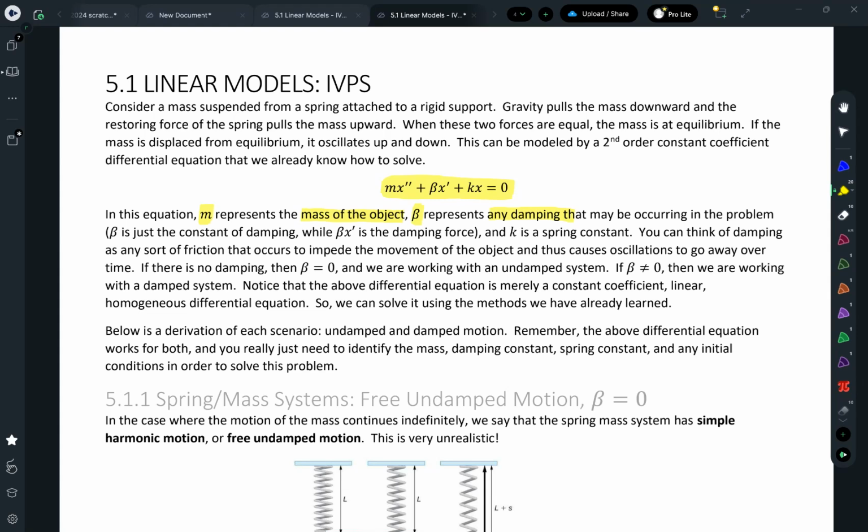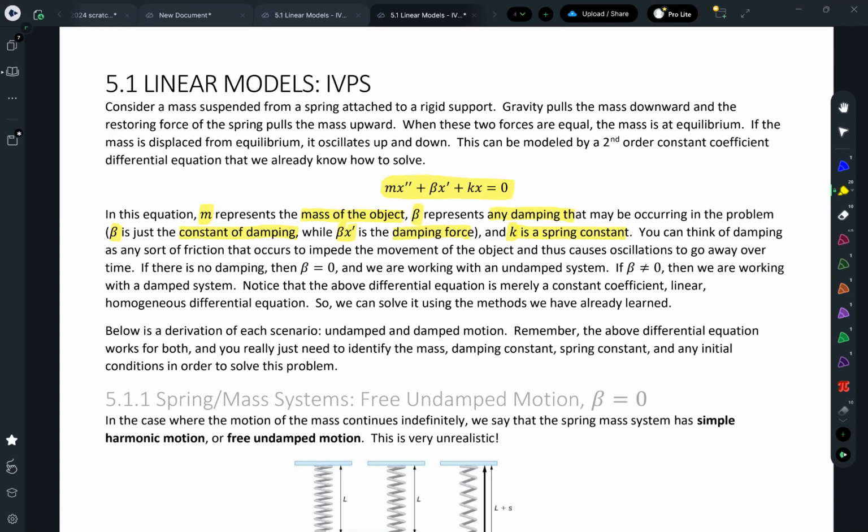And just so that we're all really clear on this, beta is a constant of damping, while beta times x' is a damping force. Okay, so one's a constant, one's a force. And then k is a spring constant. Okay, so we can think of damping as any sort of friction.